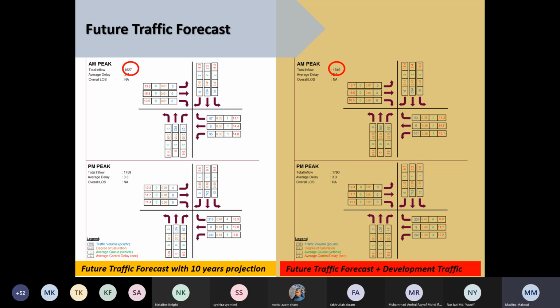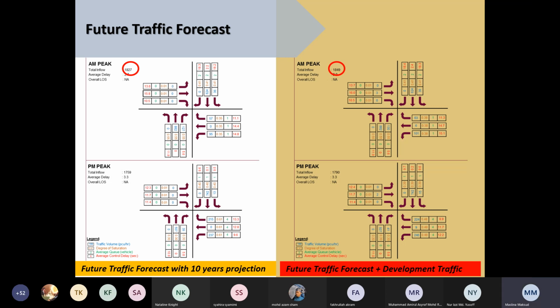So you can see there is a difference. First, we just developed the future traffic forecast, but the right side is the future traffic forecast including our development traffic. So as you can see, our development traffic will generate some traffic and might affect the road network in future.